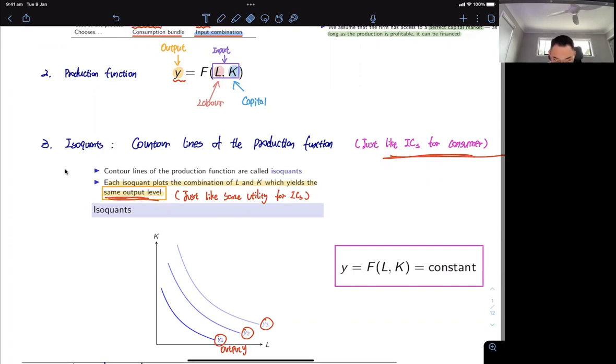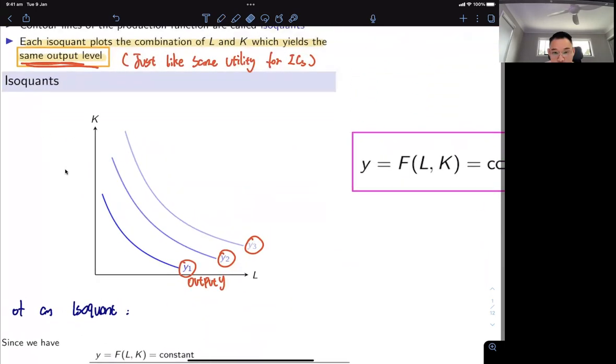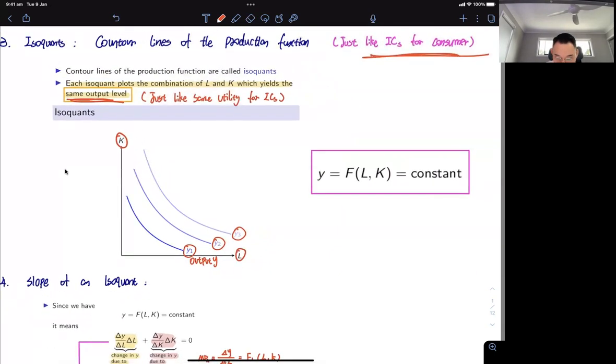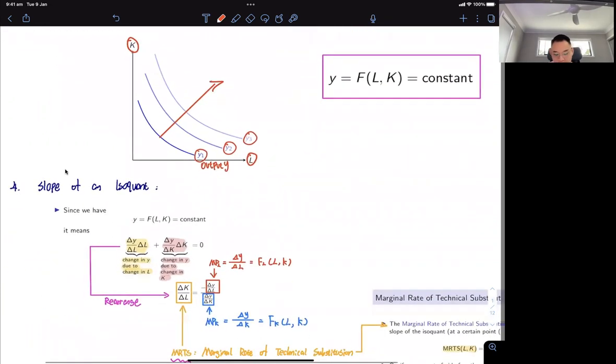So we can draw this as a downward sloping curve, where on the vertical axis we have K, capital, and on the horizontal axis we have L, labor. Obviously Y1, Y2, Y3 are different output levels. The further to the right, the higher the output is, which means Y3 is greater than Y2, and Y2 is greater than Y1. Next, we consider the slope of the isoquant.